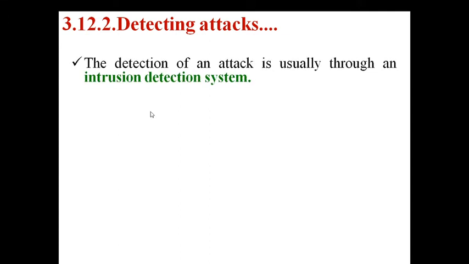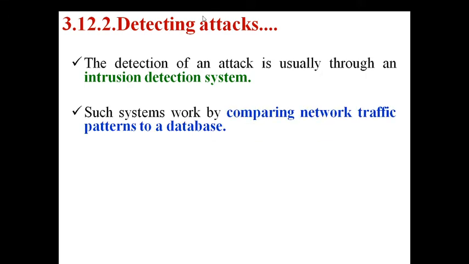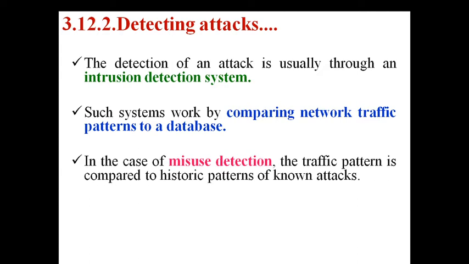See, the detection of an attack is usually done through an intrusion detection system. How? These systems work by comparing network traffic patterns to a database. What is the present network data pattern? What is the next one? If there is any deviation from that, for example, a number of people are requesting the service, which is not going to happen every day, we have to check why people are requesting our service today, which was not the case yesterday or the day before yesterday. We have to check that. So that is a case of misuse detection.